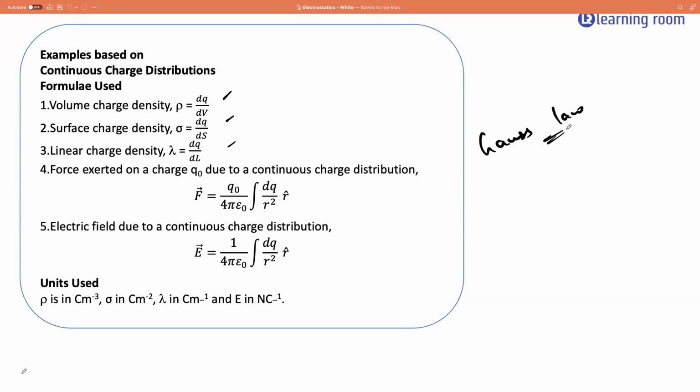Gauss's law, right? One of the ways of solving a problem is by integration, but the integration technique is not a part of your syllabus. So we mainly learn the concept of continuous charge distribution only to apply it in the Gauss's law concept.